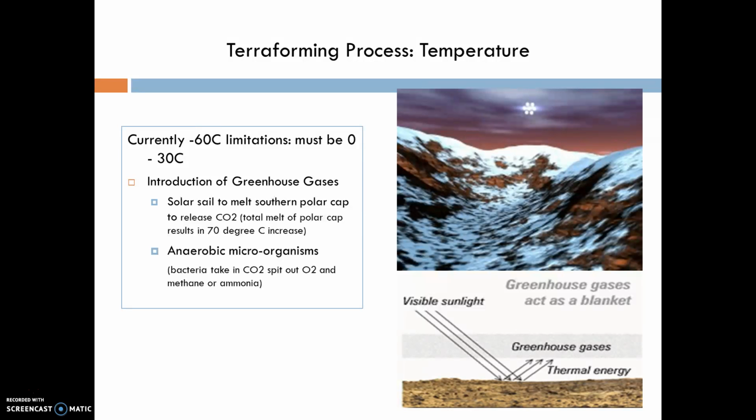In order to do that, we need to put in 70 degrees Celsius at the very least to melt all the ice. But in order for us to live in there, it must be 0 to 30 Celsius at the very least. As well as putting in microorganisms, the little small bacteria that can take carbon dioxide and spit out oxygen, and methane or ammonia, possibly the other two.